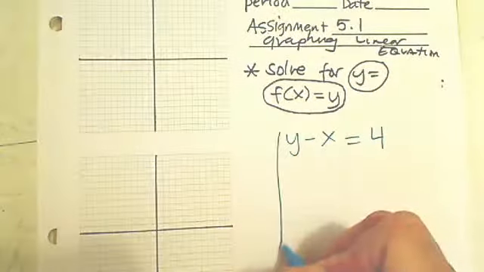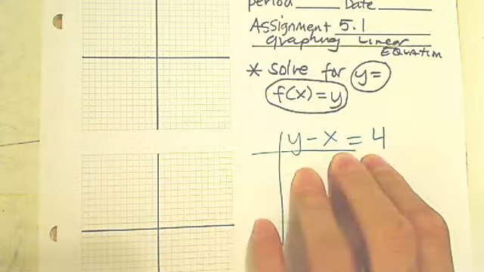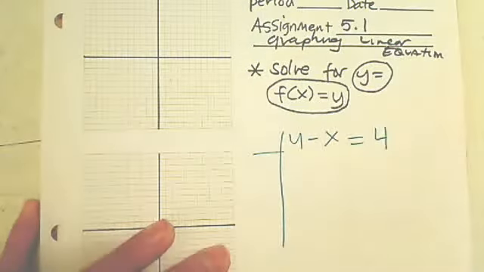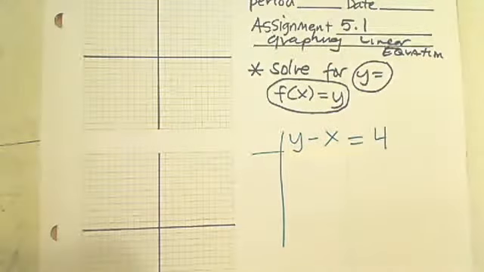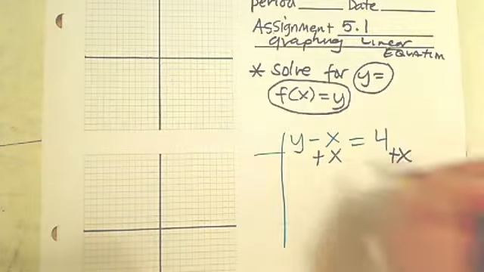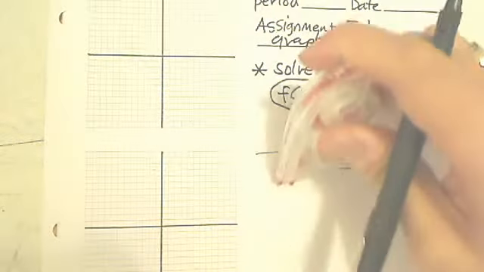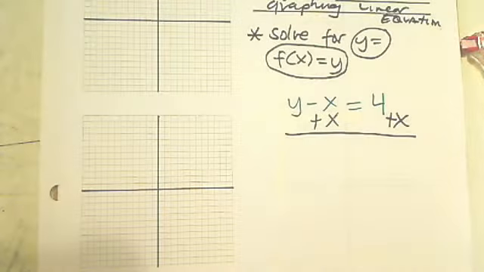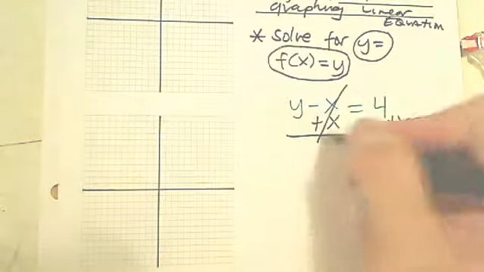Let's do the first one together. Sorry, we need to solve for y equals first. To get y by itself, you add x. You can add x. It's okay. But when you write it out again, make sure that you are solving for y equals. That's the whole point.